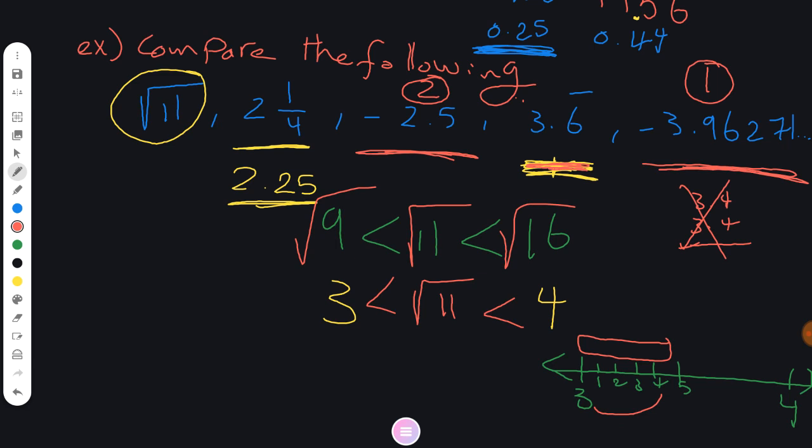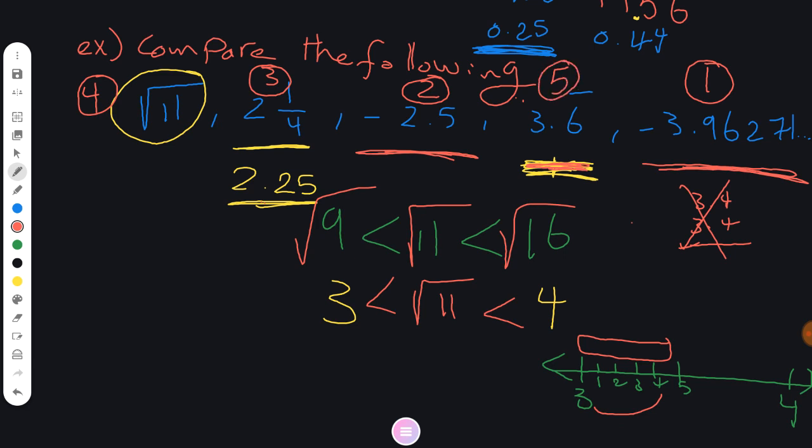So now 2.25 is the smallest of the positive numbers, so it will become number 3. And what is next? Yes, I have the square root of 11 because it's between 3 and 3.5, less than 3.5. So it's less than 3.6 repeating. So it will be number 4. And number 5 will be 3.6 repeating.